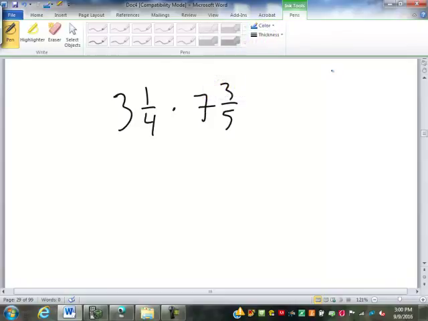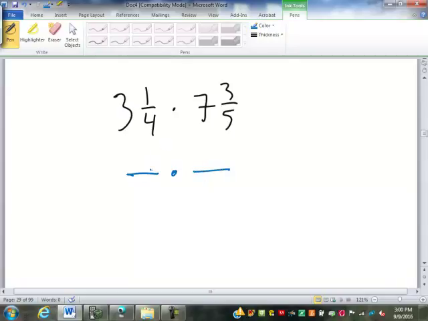Now, actually, multiplying mixed numbers is a fairly difficult process. And to be truthful, if we went to a university and found 10 math majors and asked them how to multiply mixed numbers, I'd actually be surprised if even one of them got it right. So rather than multiplying mixed numbers, we cheat. We're going to change them to improper fractions.